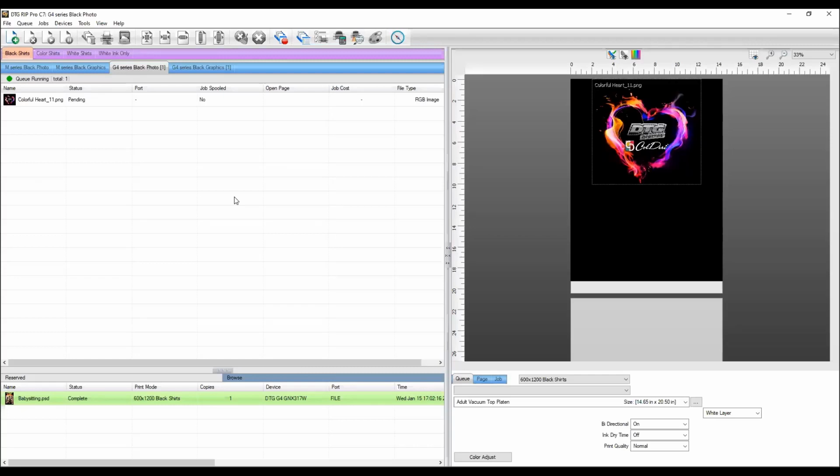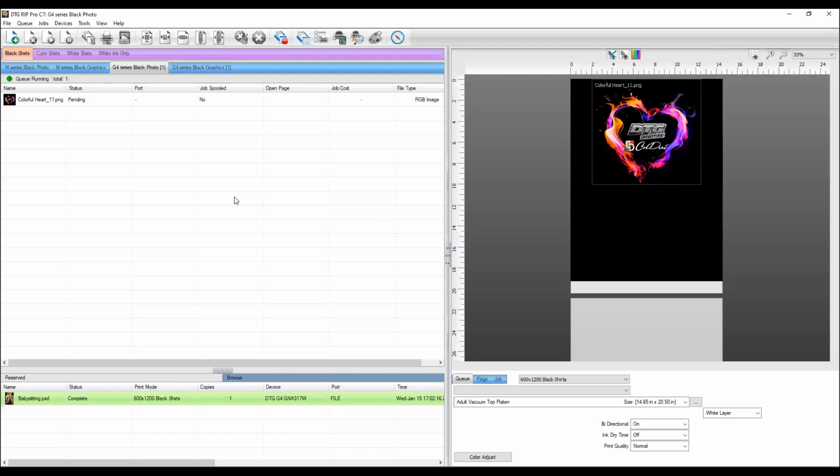All right. One of the big questions that we get pretty frequently with the M2 and also with the brand new G4 is how many shirts can I get from a set of ink or a set of ink cartridges? And you'll get a variety of answers from us because it depends.